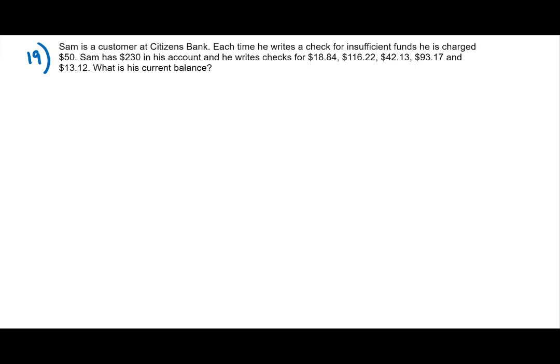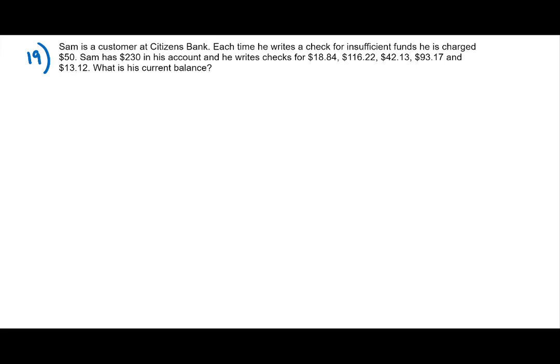This is number 19 on the practice midterm. Sam is a customer at Citizens Bank. Each time he writes a check for insufficient funds, he is charged $50 as a penalty. So insufficient funds means he's writing a check for more than he has in his account. Okay, so Sam has $230 in his account, and then he writes checks for $18.84, $116.22, $42.13, $93.17, and $13.12. What is his current balance?